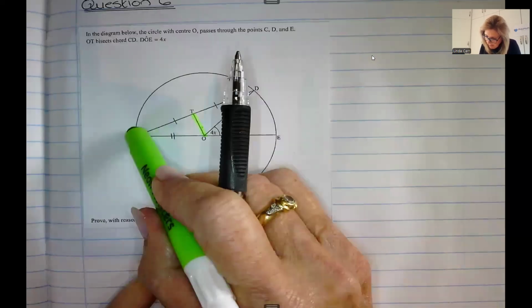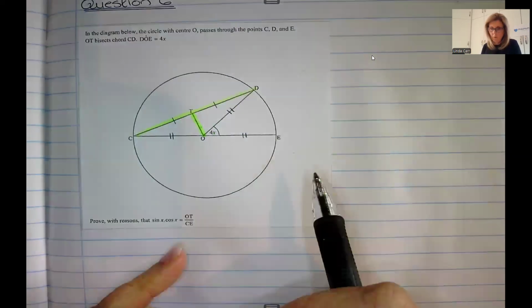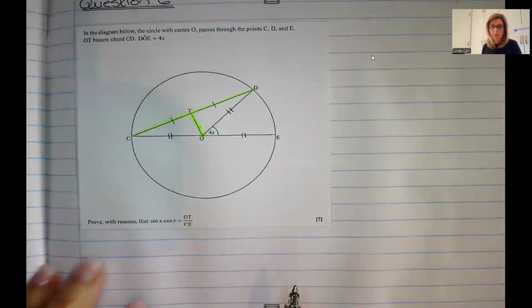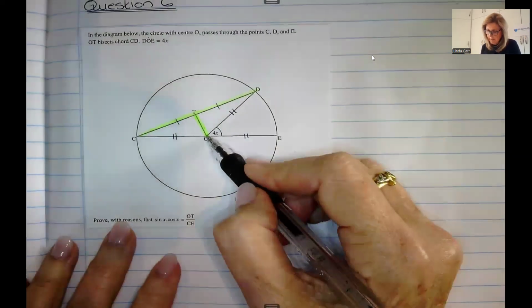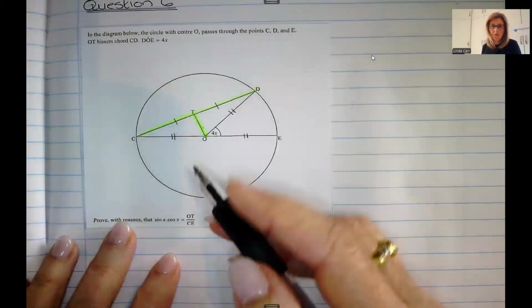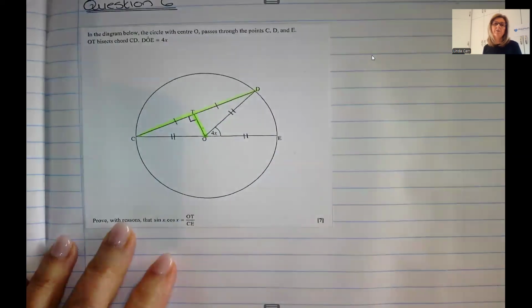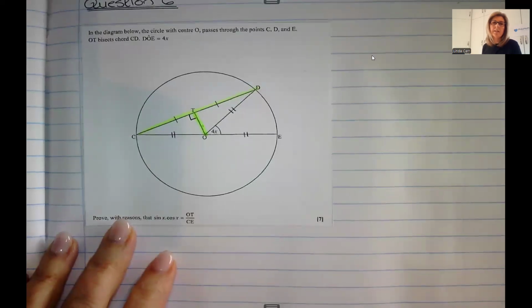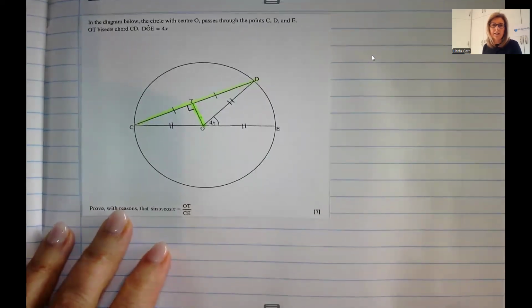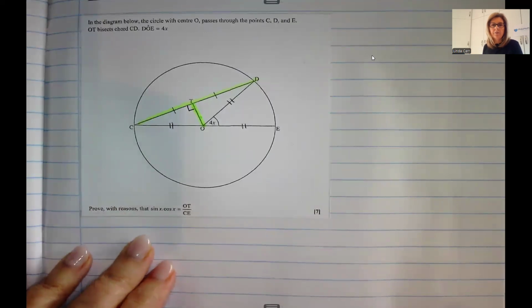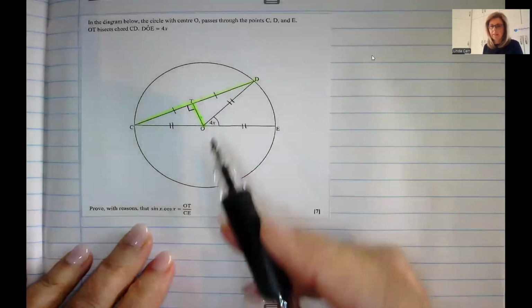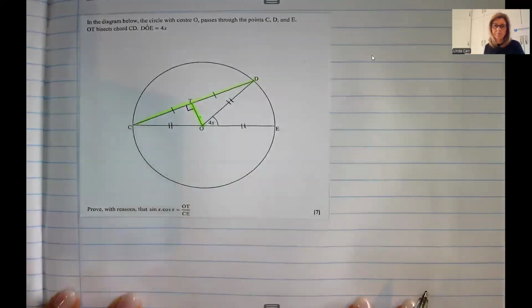OT bisects chord CD. So a line from center to midpoint of chord is also perpendicular to the chord. All right, obviously we have to prove that it's perpendicular, we have to state it, but we now know it's a fact. Okay, then all they've given us is angle DOE is equal to 4x.